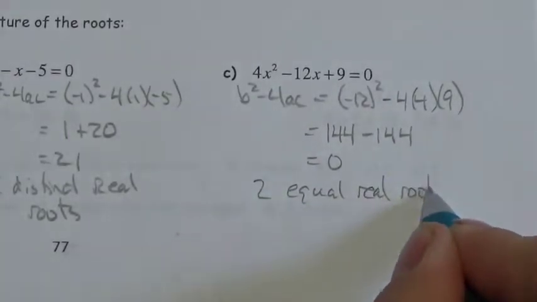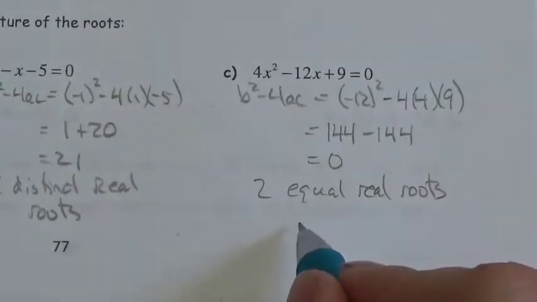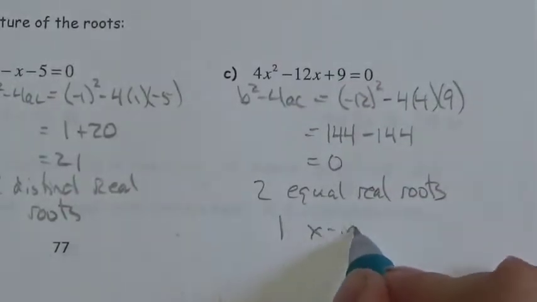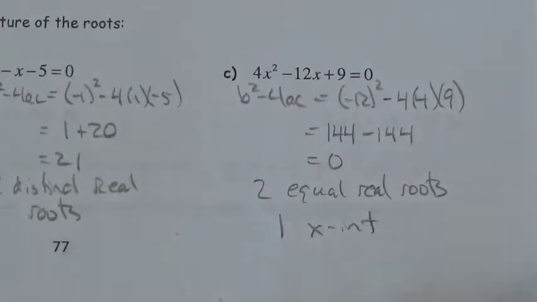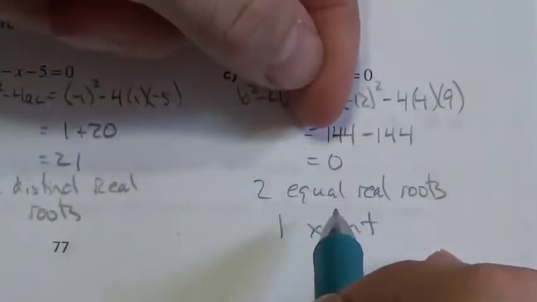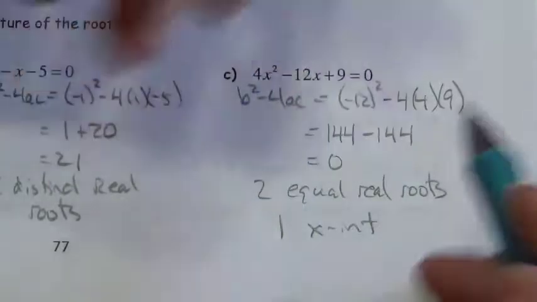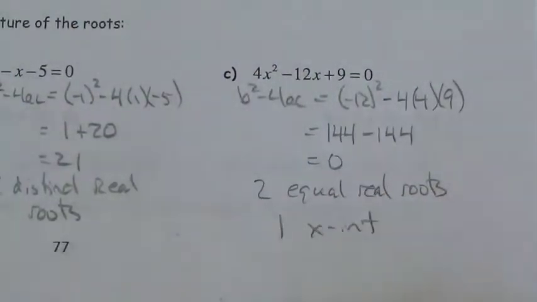which means we still have 2, but we have 2 equal real roots. So this is going to be 1 x-intercept if you want to think about it like that. Because in this case, the square root of 0 is 0, so we're adding nothing and subtracting nothing to the axis of symmetry. So there's going to be no change with that.